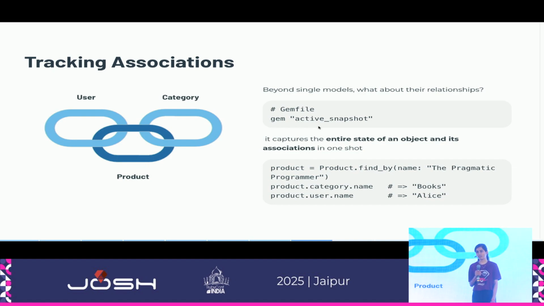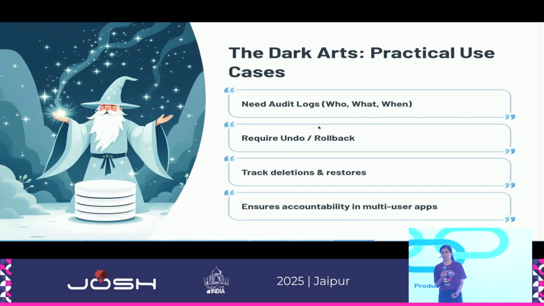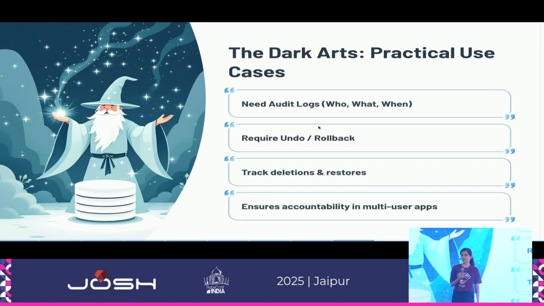And what about the associations? Yes, it also tracks associations, but not with the paper trail gem. We require another gem known as active snapshot, which captures the entire state of an object and its associations in that object. Next slide.